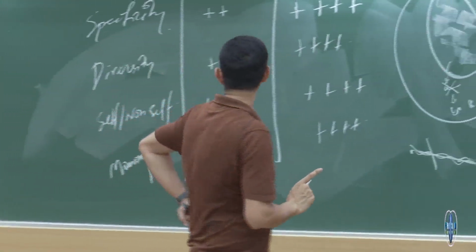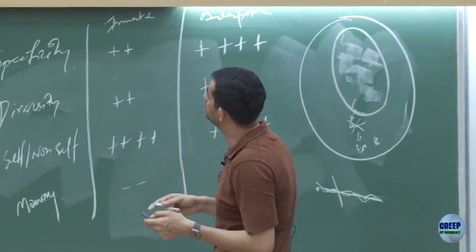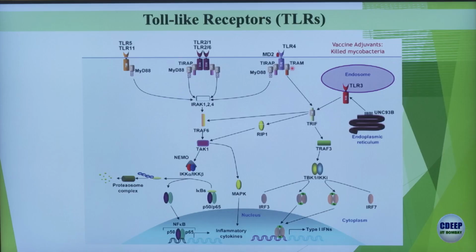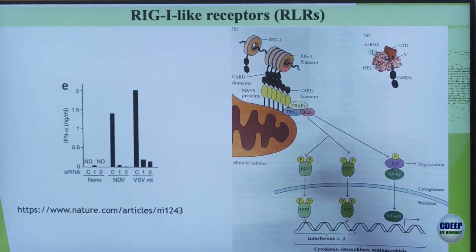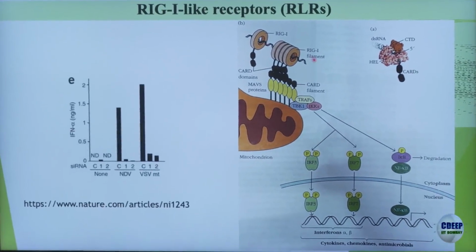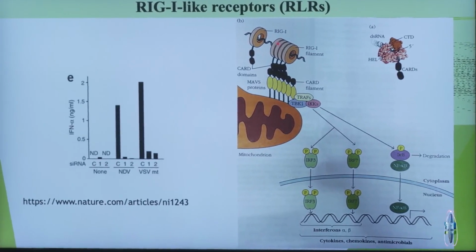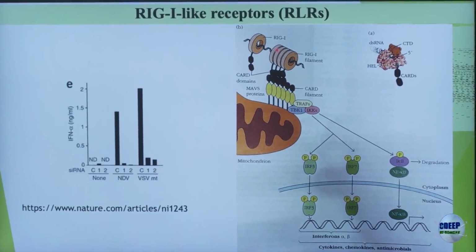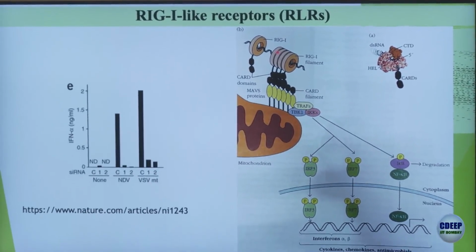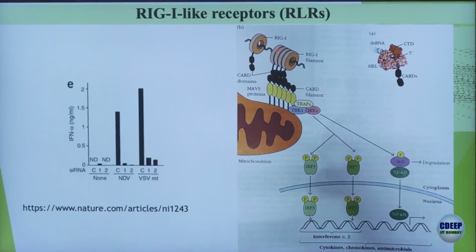And today we know that these toll-like receptors are at the surface, so you will always see toll-like receptors at the surface. They will never be in the cytoplasm. Another is your RIG-I-like receptors, which are always in the cytoplasm, and the reason is there. The virus releases its genomic material inside the cytoplasm.